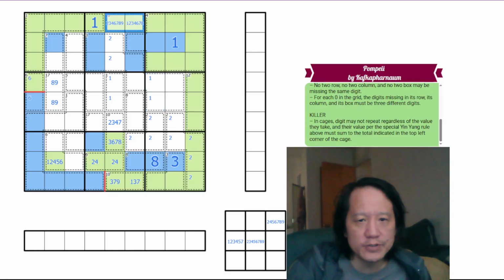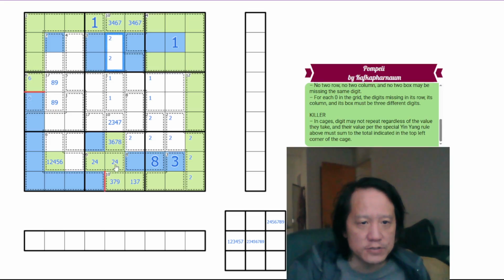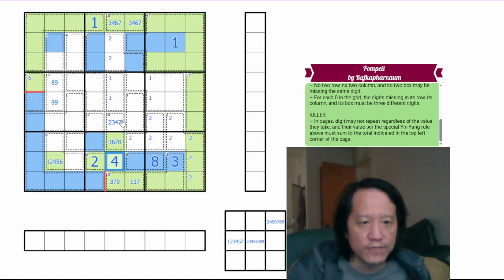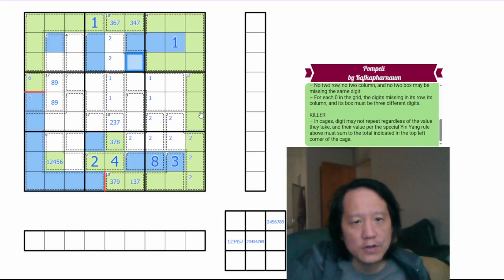So this cannot be 2 and 8. It cannot be 1 and 9 in this instance. So 2 eliminates 2 here. So this must be 4, which makes this 2. This can't be 4 and 6 here. This can't be 4 and 6 there. So we know this is green here.